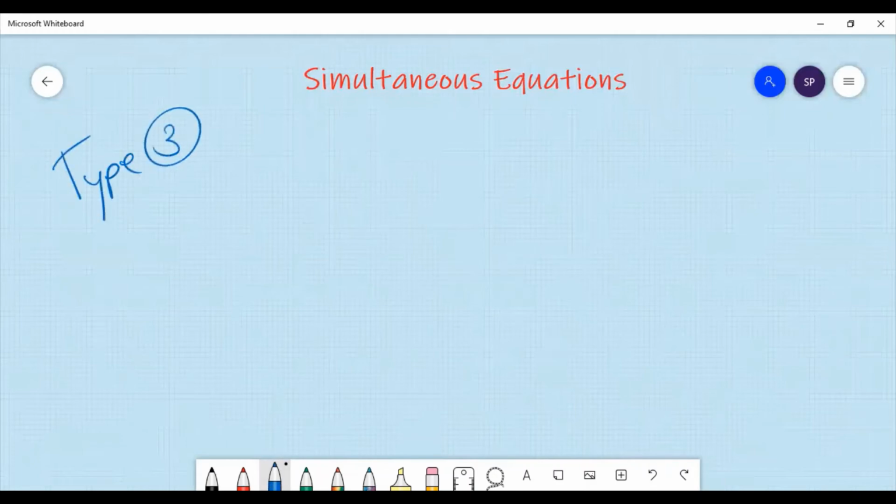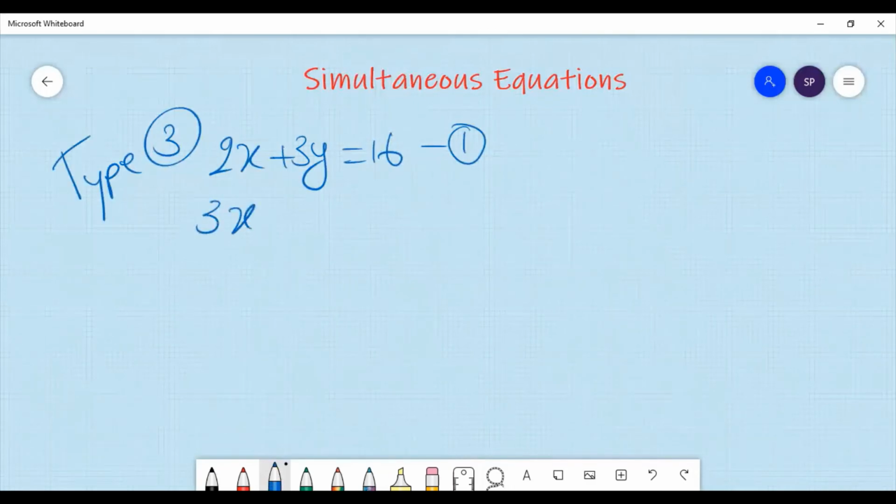So how does the type 3 look like? So we're going to have 2x plus 3y equals 16. So let's call it equation 1. And then the second equation is going to be 3x minus 2y equals 11. So let's call it equation 2. So as you can see here, you have 2x and 3x. They are not the same numbers. And then also you have 3y and 2y.